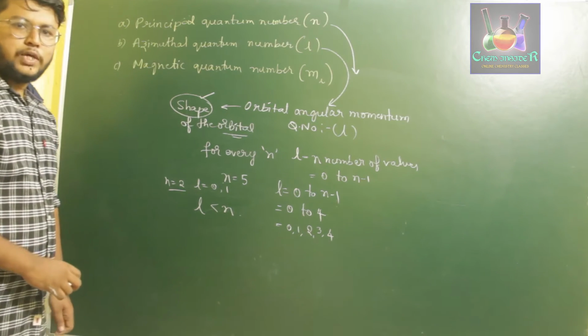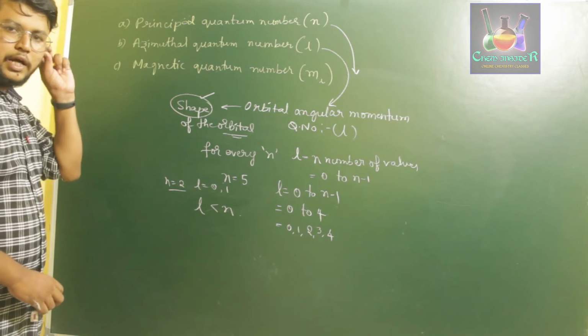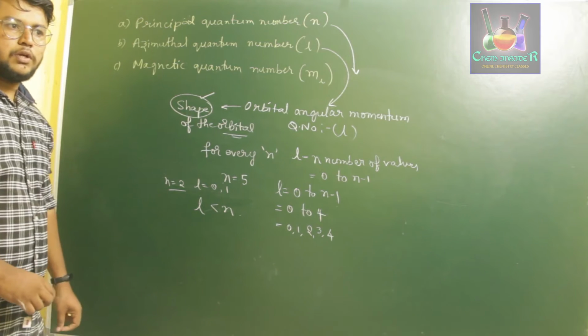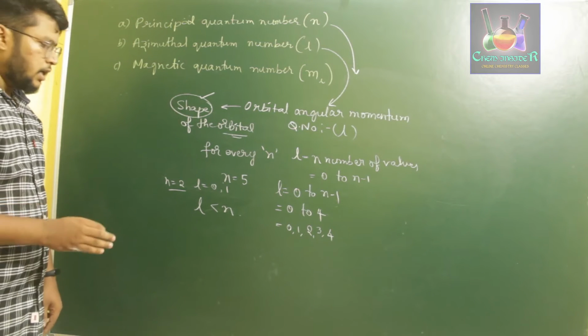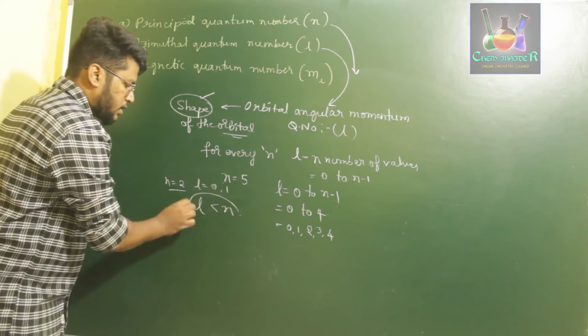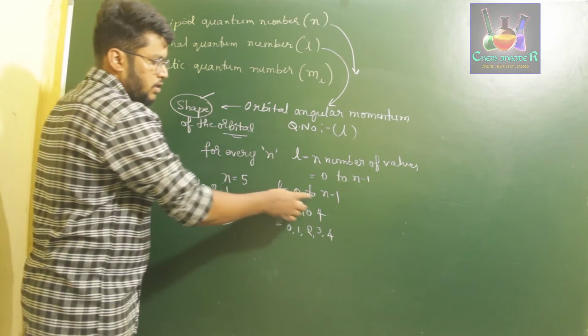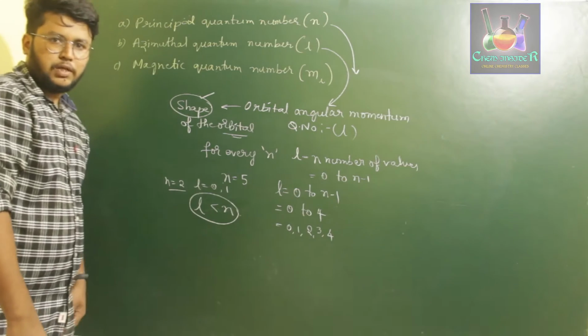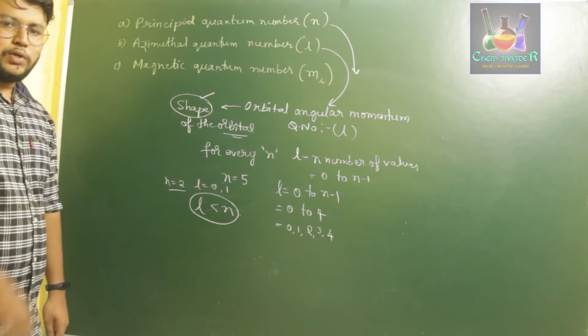L will always be less than n, and therefore L can never be equal to or greater than n. L has to be always less than n. Therefore, L can carry only n minus 1 values.